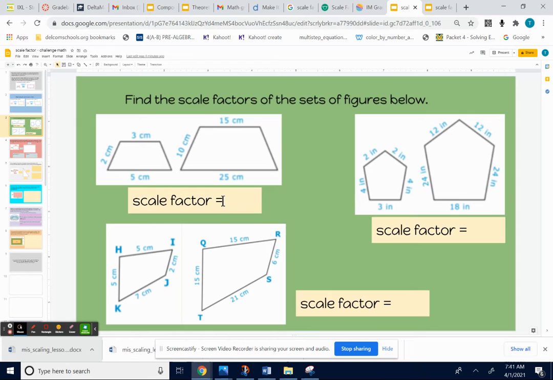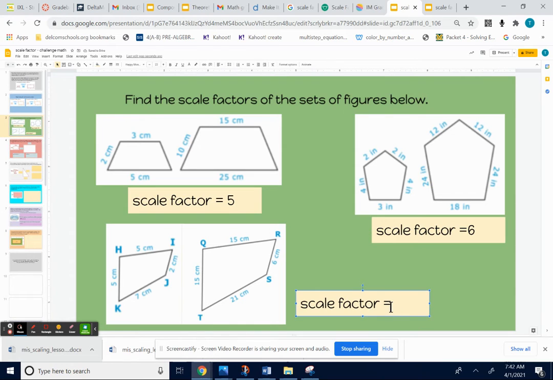The first one's trapezoids. 2 goes to 10, 3 goes to 15, 5 goes to 25. The scale factor is 5. Everything's multiplied by 5. We have a few pentagons here that are similar. 2 turns into 12, 4 to 24, 3 turns into 18. Notice you're always multiplying by 6. So the scale factor is 6.